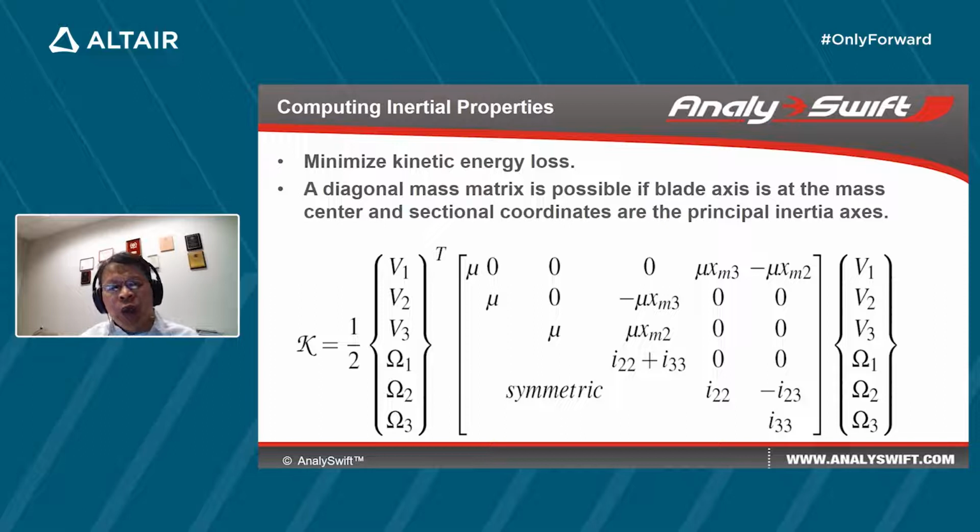To compute the inertial properties, we need to minimize the kinetic energy loss between the original 3D model and the one-dimensional beam model. The result WEBS provides is a 6 by 6 mass matrix. From there, we can recover the mass per unit length, mass centers, and mass moment of inertia. We can also compute the principal inertial axis.